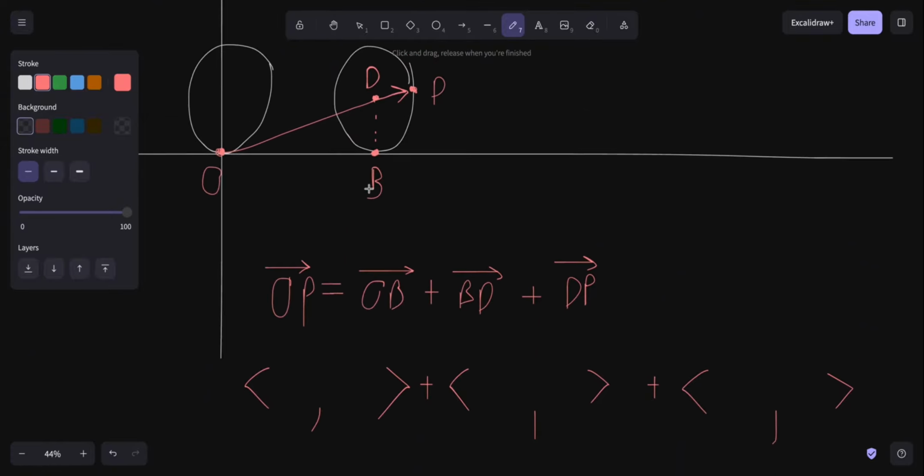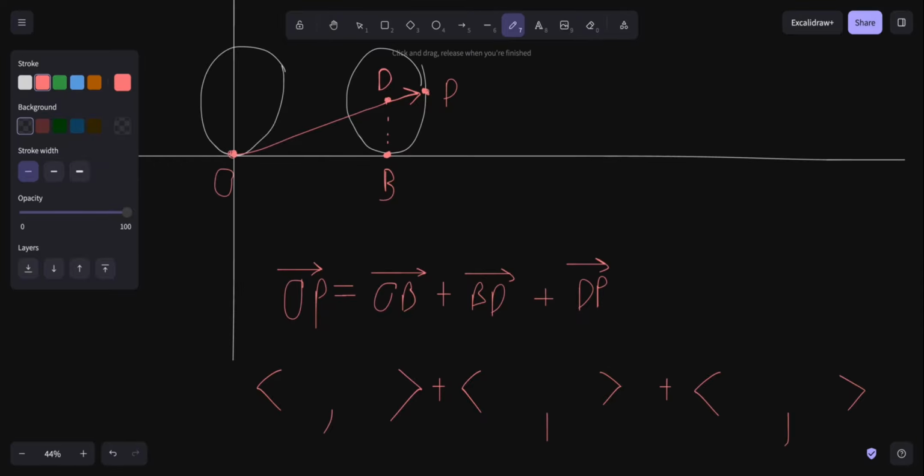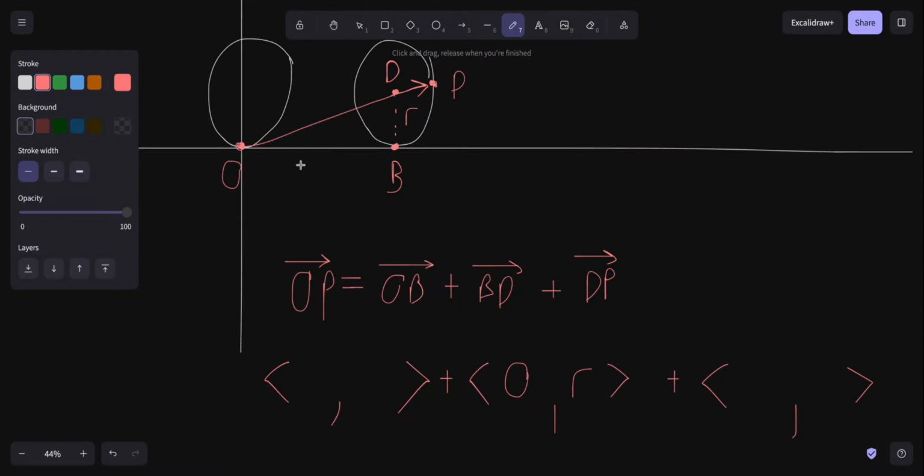Well, the simplest one is going to be the vector that's going from B to D. Vector BD has no x component, right? It's only pointing up. And the height of this is going to be equal to the radius of this circle. Okay. What about vector OB?